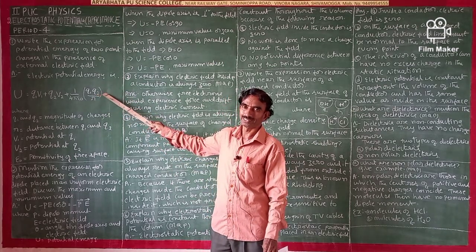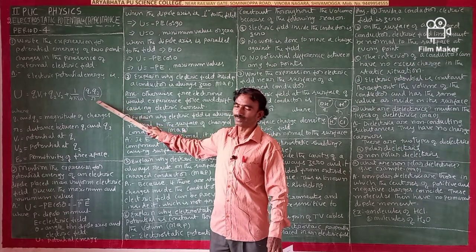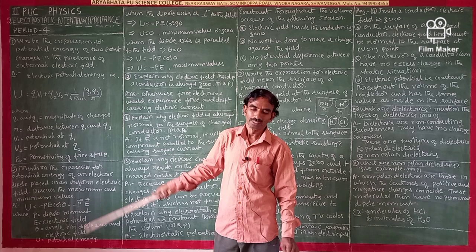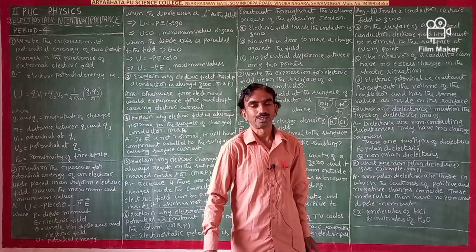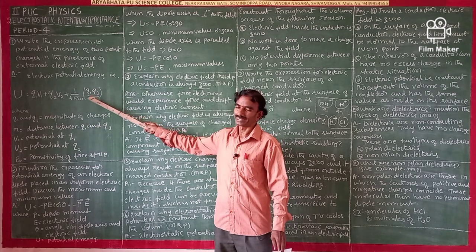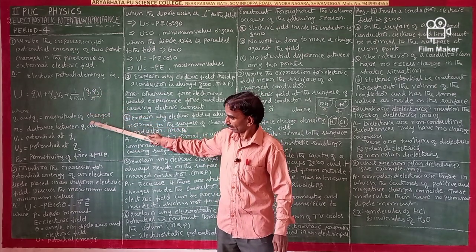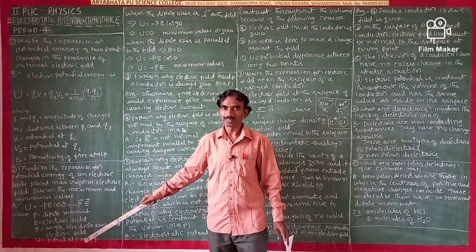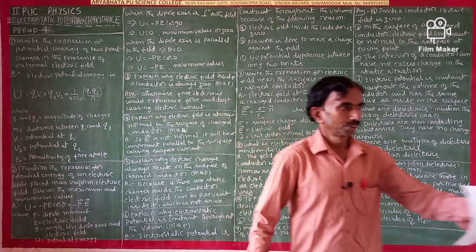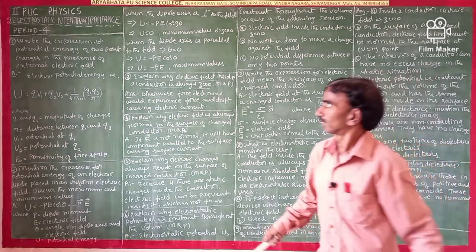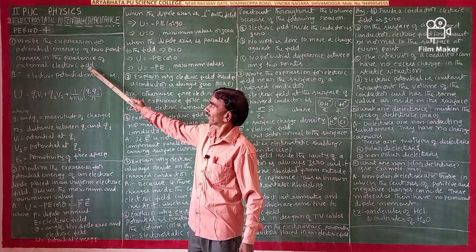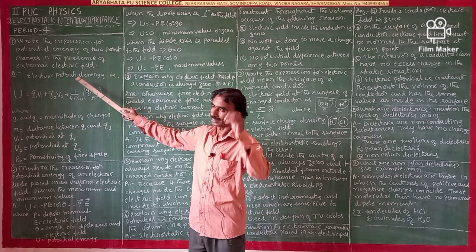The derivation is not needed here, I think. It is not given in any examination, even in the supplementary, and it is not given in the preparatory either. So the derivation is not important, but the formula is very important. You have to write it down. So, write the expression for potential energy of two point charges in the presence of an electric field.